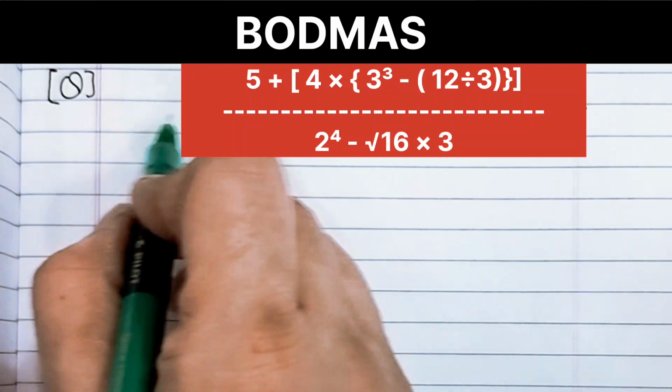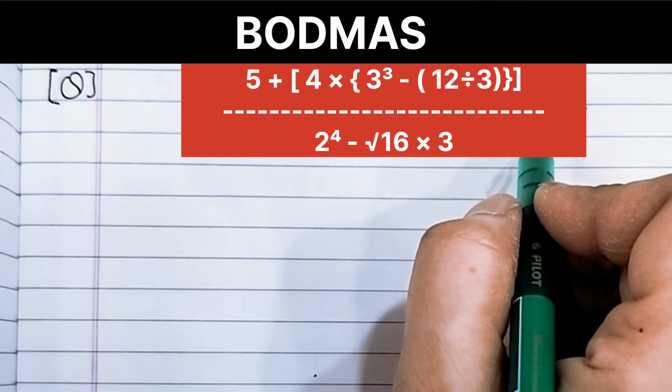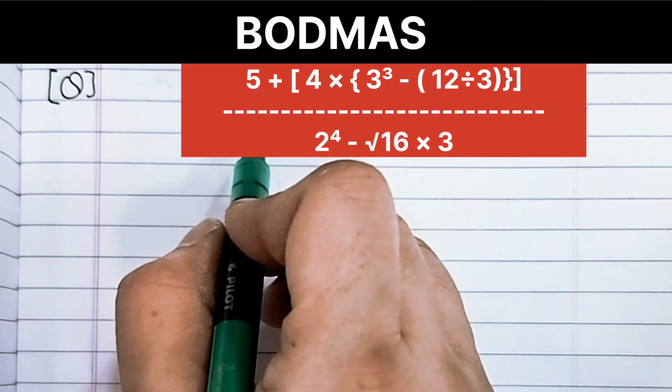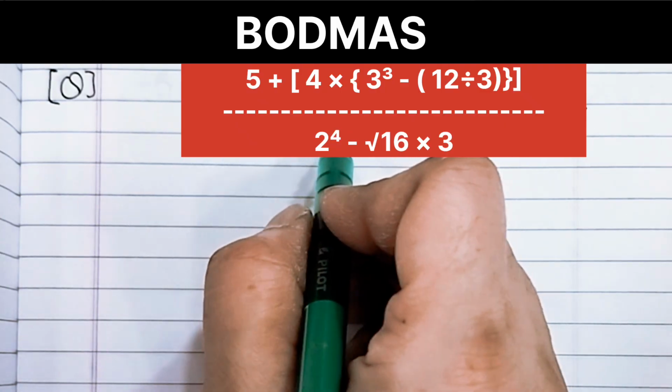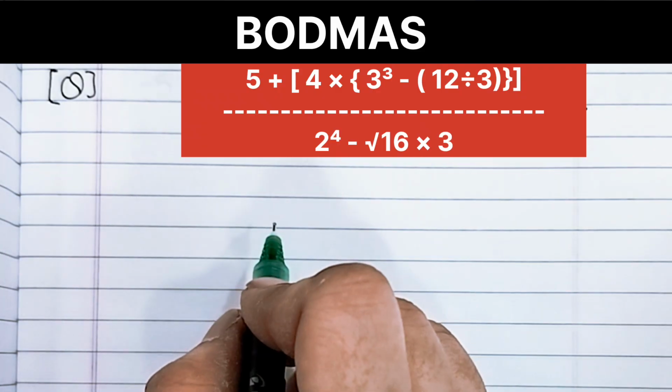Hello friends, now to solve this expression we use the BODMAS rule, which dictates the order of operations. BODMAS says: first B stands for brackets, then orders, meaning powers and roots, division, multiplication, addition and subtraction.